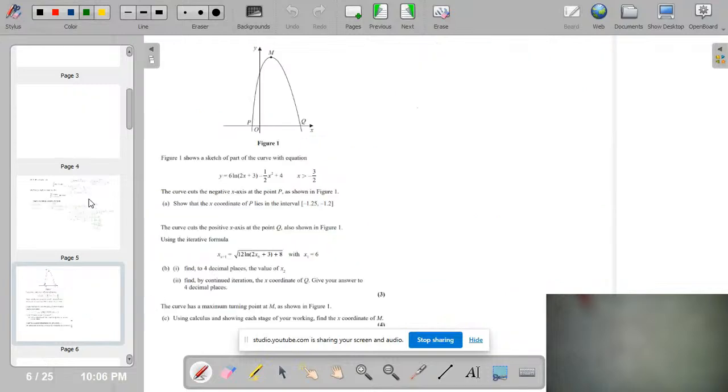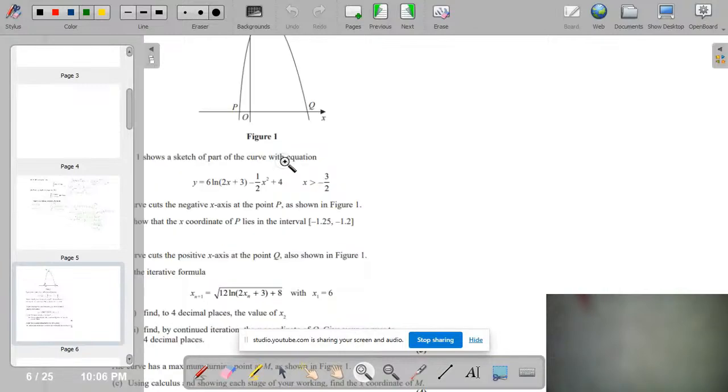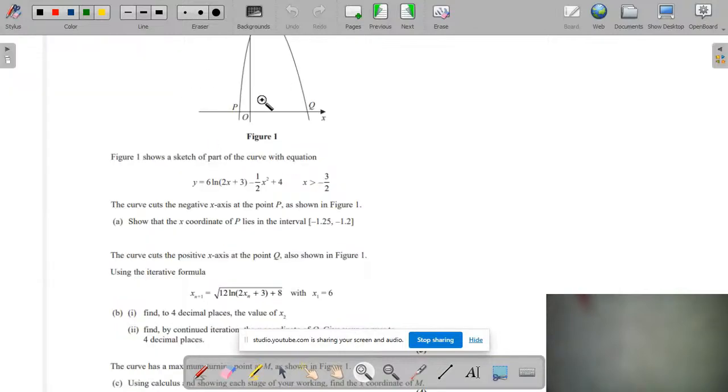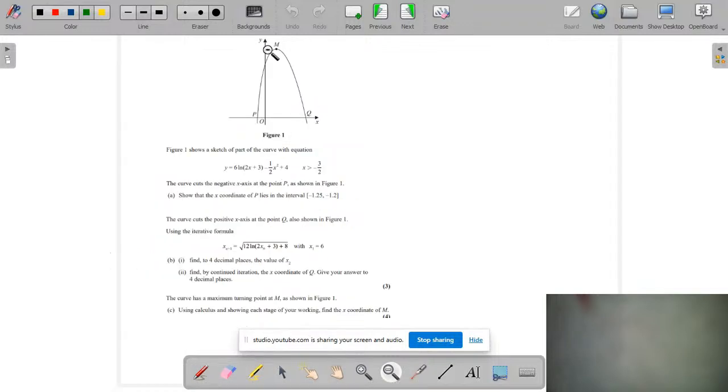Then I'm going to focus on the next sum, which is a bit lengthy one also. Right, you have a graph there. You can see there. So we have a graph, and the top part can't be seen, but I'll show you again. Let me see. See, we have a maximum point at capital M, and the graph is cutting the x-axis at point P and point Q.